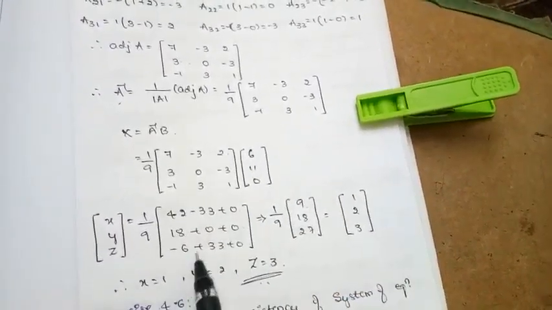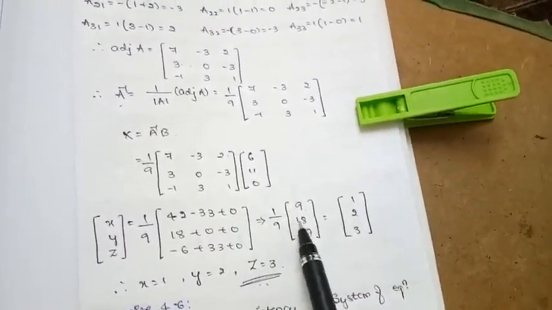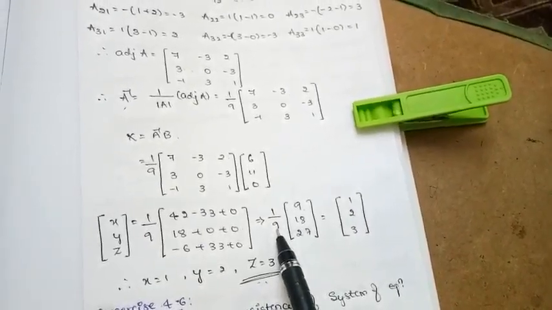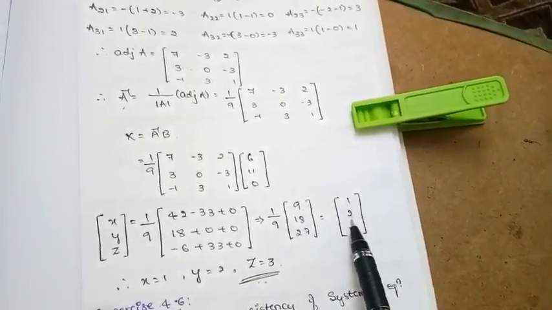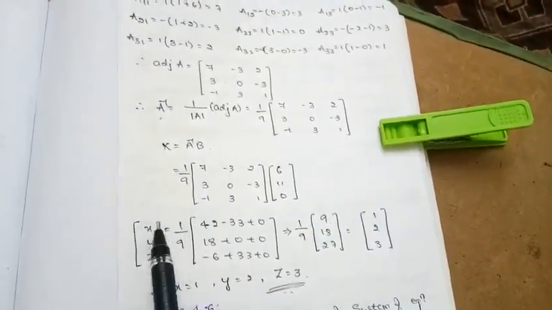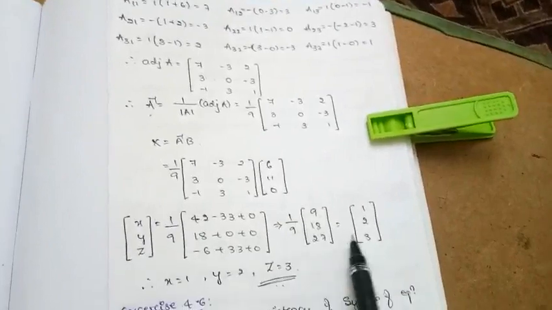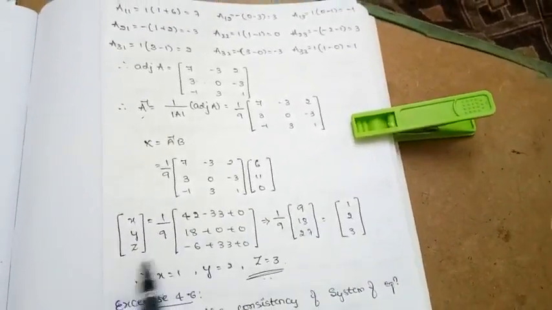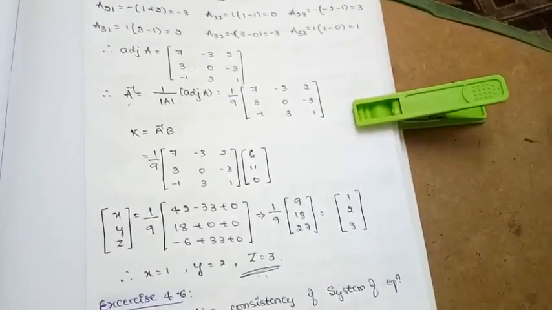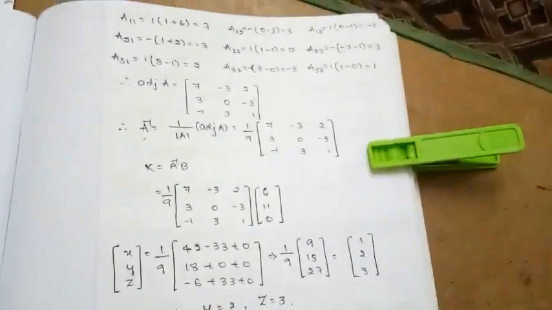After multiplying you are going to get 9, 18 and 27. And if you multiply this 1 by 9 inside this matrix, you are going to get 1, 2, 3. On the LHS we had a matrix X, which is nothing but x, y, z. By the equality of matrices we can compare the corresponding elements. So the value of x is equal to 1, y is equal to 2 and z is equal to 3.